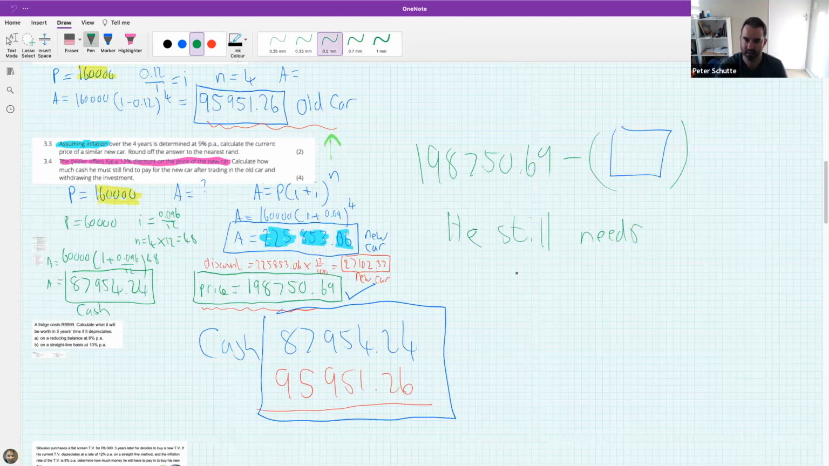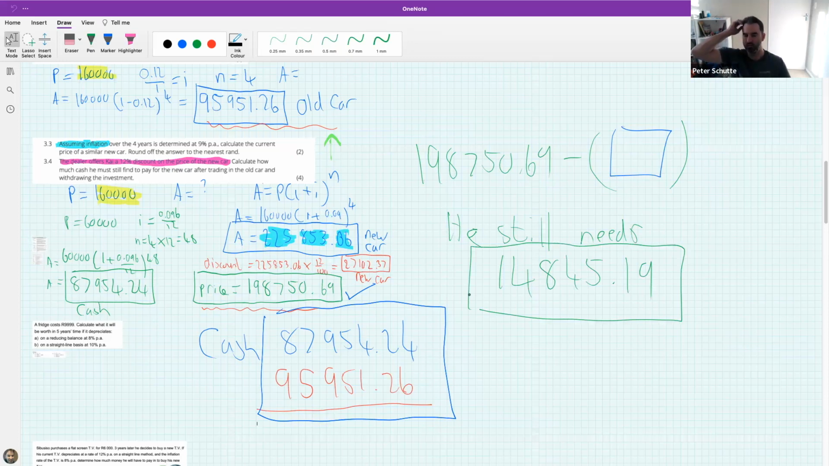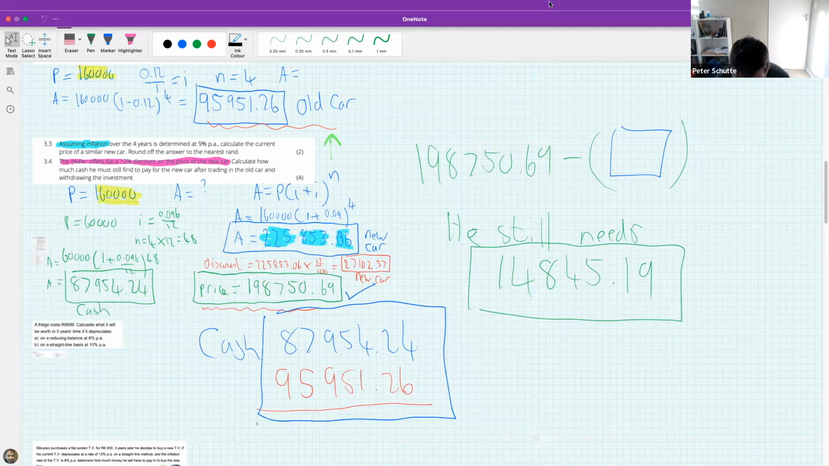What are you guys getting? I'm getting 14,845.19. So he needs to go and find 14,000 Rand still if he wants to drive out of the dealership with a new car. All right, everyone, you have done so well.